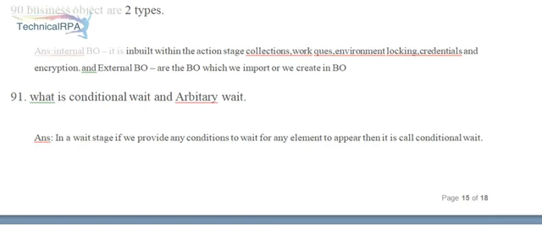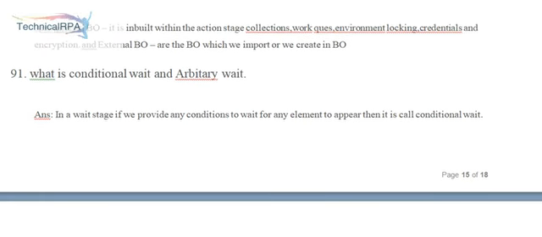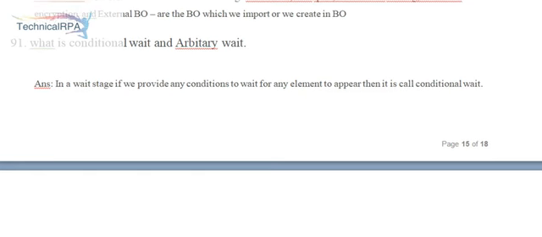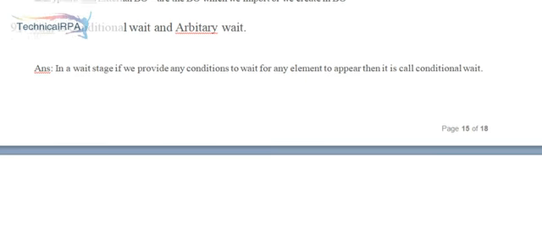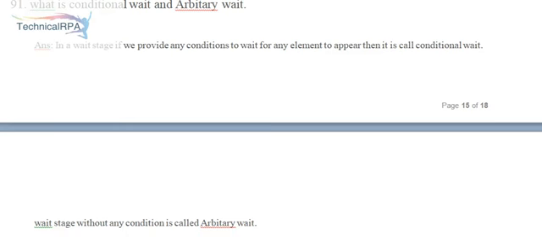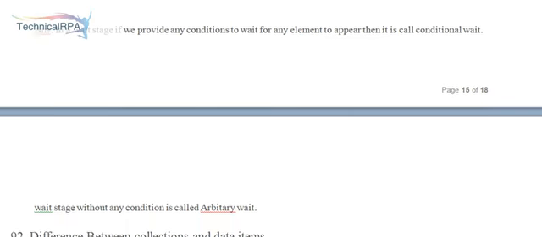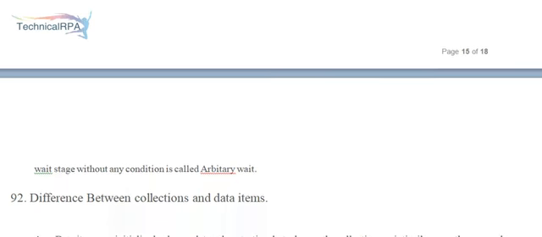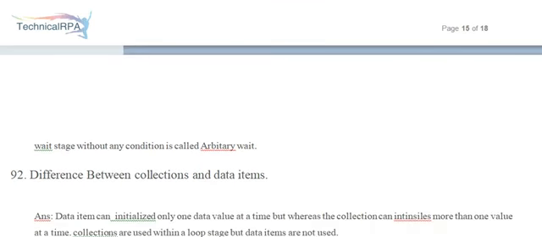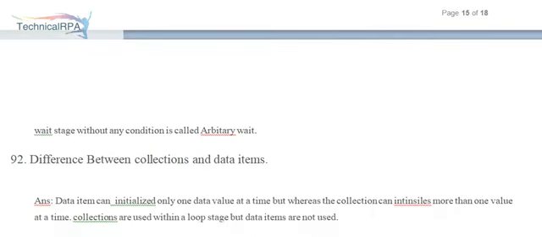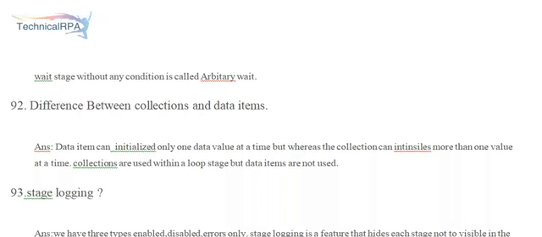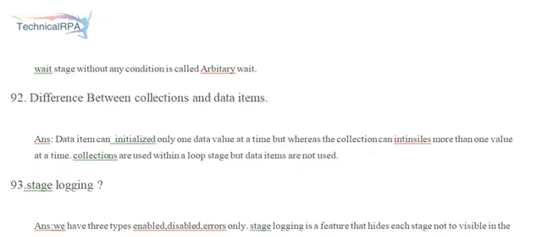90. Business objects are of 2 types. Internal BOs are inbuilt within the action stage: collections, work queues, environment locking, credentials and encryption. External BOs are the ones which we import or create. 91. What is conditional wait and arbitrary wait? In a wait stage, if we provide any conditions to wait for an element to appear, then it is called conditional wait. A wait stage without any condition is called arbitrary wait.